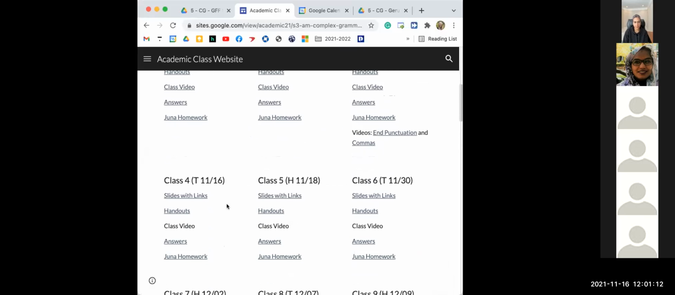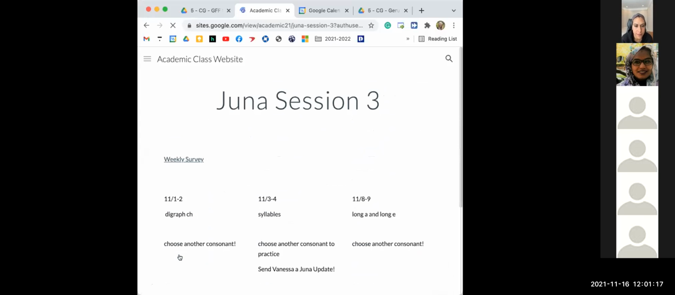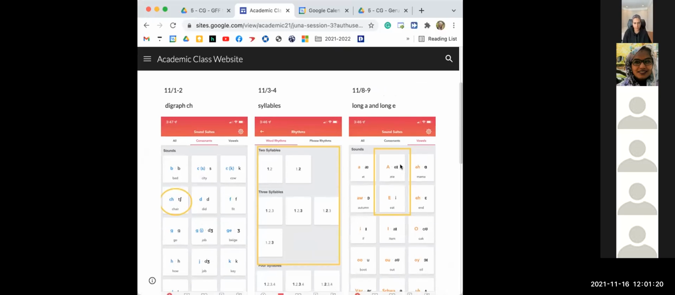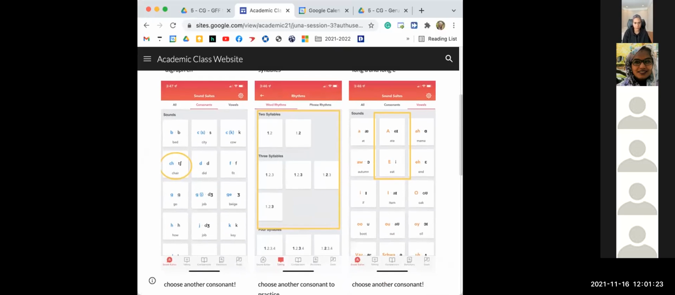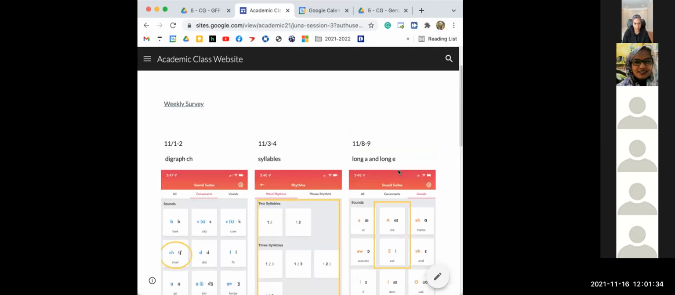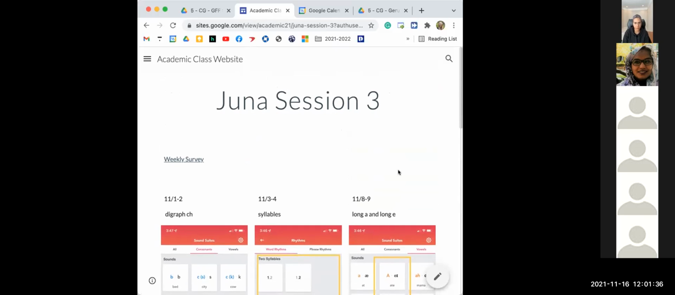You'll see for each class, today is the 16th, there's a link here that can show you some specific activities. If you need to know what to practice on Juna, you'll come to the icon here, and then you can find these specific activities to practice with. Even 5 minutes of Juna every day is really good. I'm really interested to see how you use it, what you like and what you don't like about it. And I'll be asking you about that again in the future.